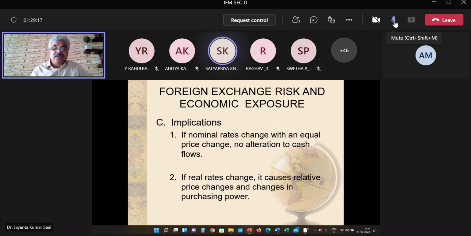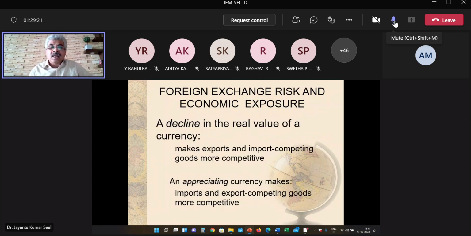Yes, sir, till this slide we have done implications. The next slide is about a decline in the real value of a currency. I'm not talking about the nominal value of the currency. A decline in the real value of a currency makes import-competing goods more competitive and exports less competitive. So if the real value of your currency goes down, you will lose your export competitiveness.